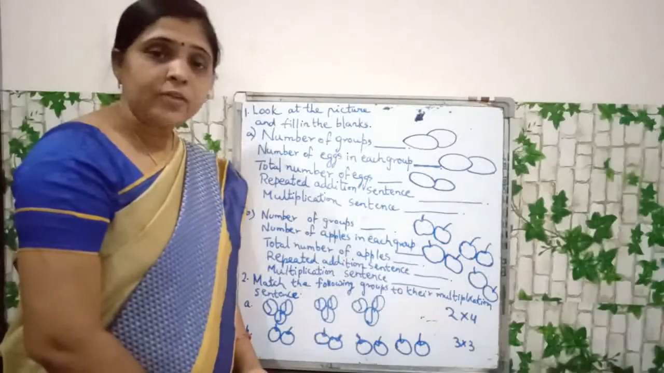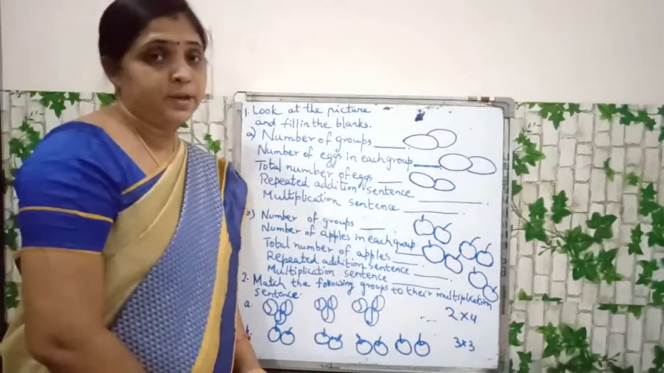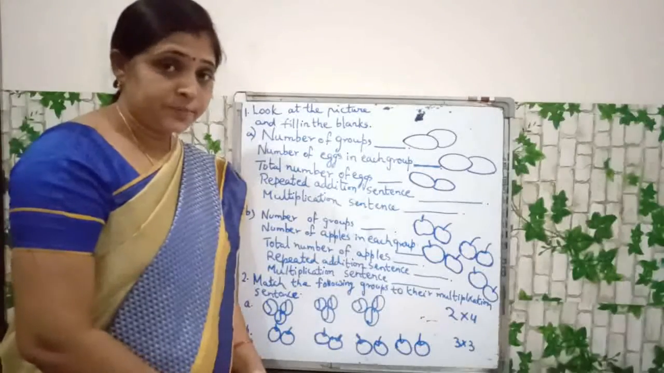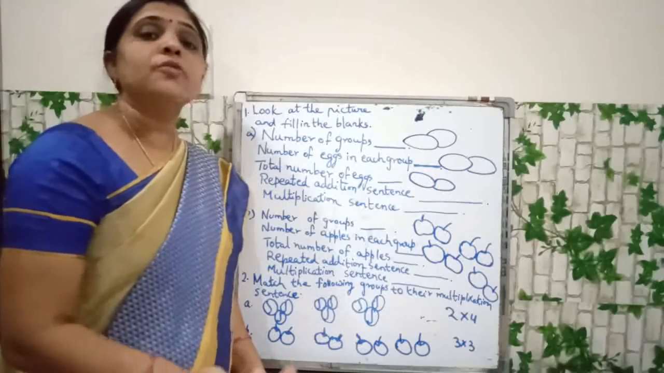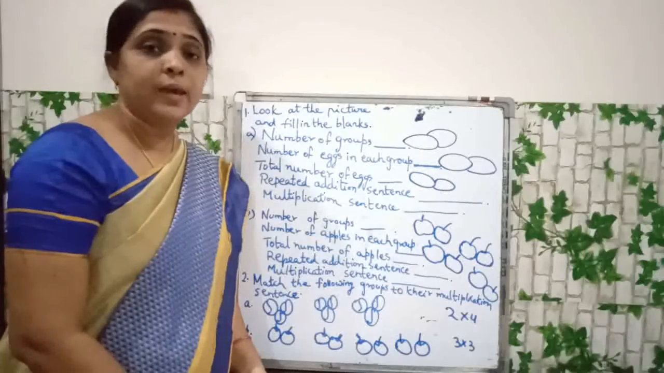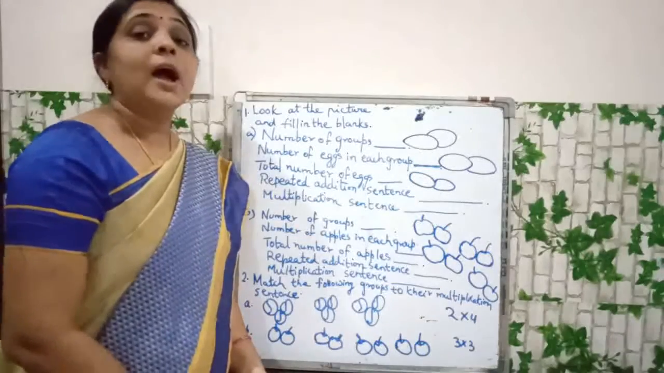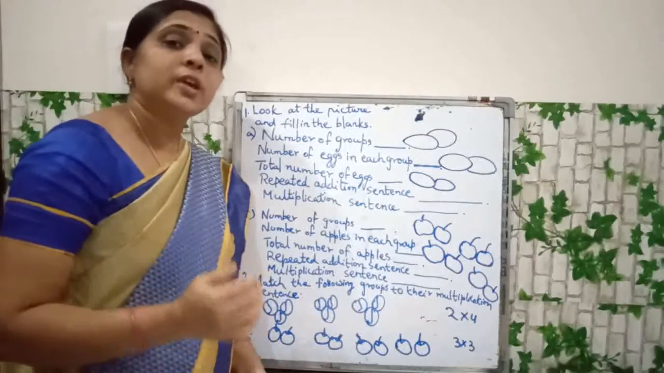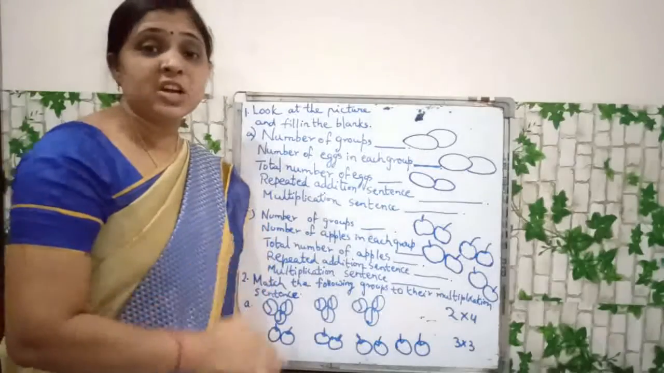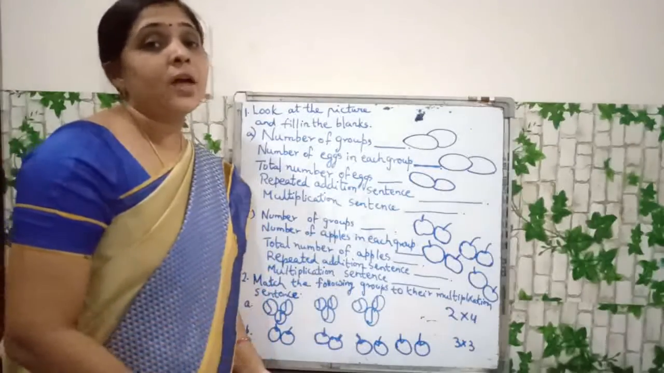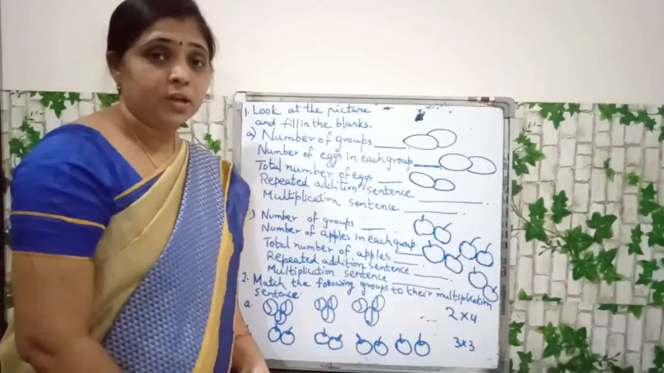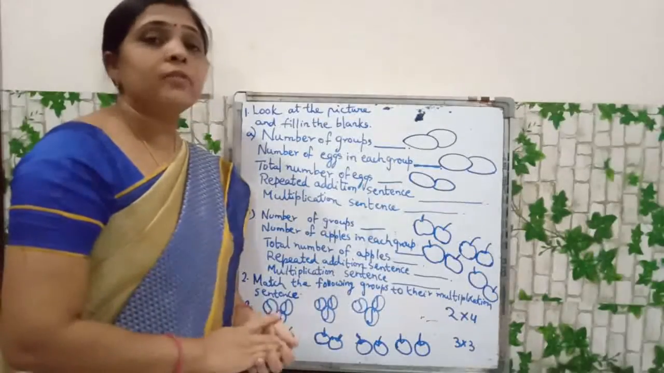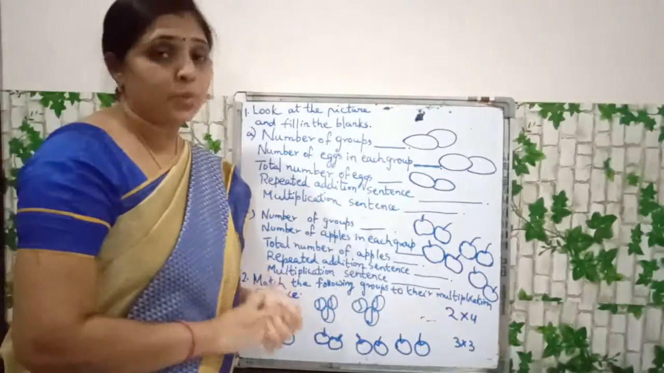Children, in the previous class we have learned multiplication. What is multiplication? Repeated addition of any number is called multiplication. And the result which we get after doing multiplication is called the product. Okay? Understood? So today we are going to do some problems.